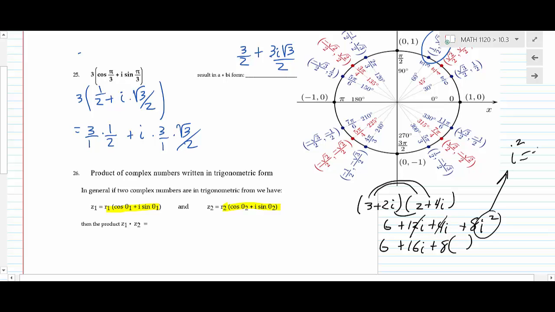Hopefully you remember i squared is -1. If not, you need to review that, okay? So what you would end up getting is this. You'd have 16 plus 16i minus 8. These are now like terms, so you would get -2 plus 16i. That's how you multiply complex numbers if they're in a plus bi form. It's basically FOIL. That's all it is, and i squared is going to pop up probably in the problem.